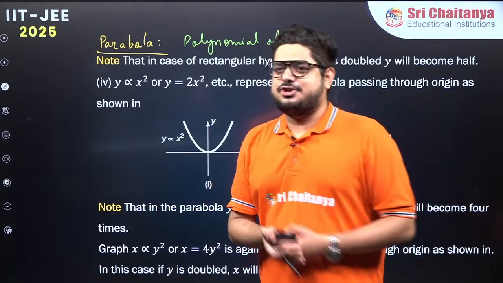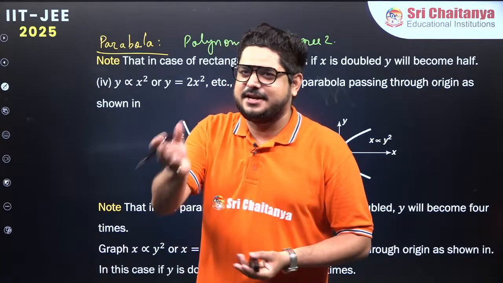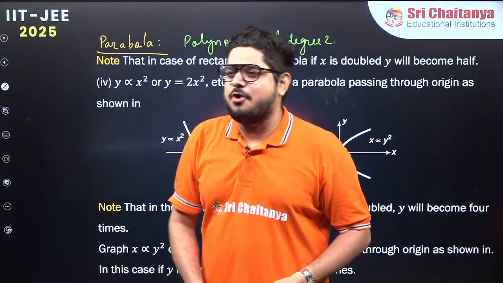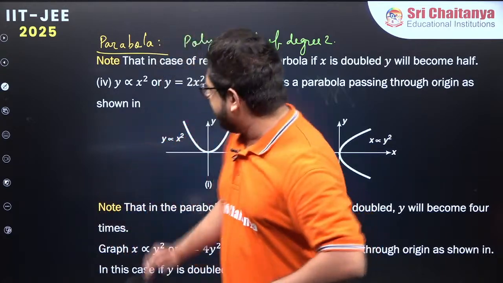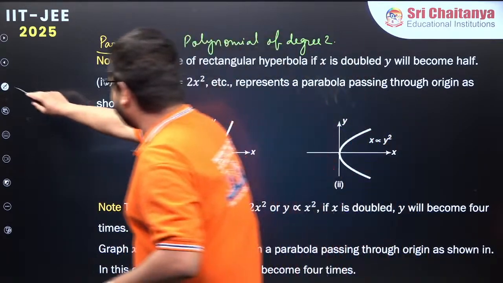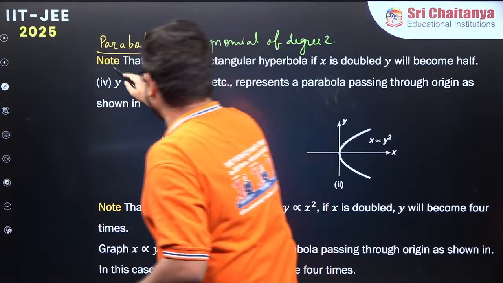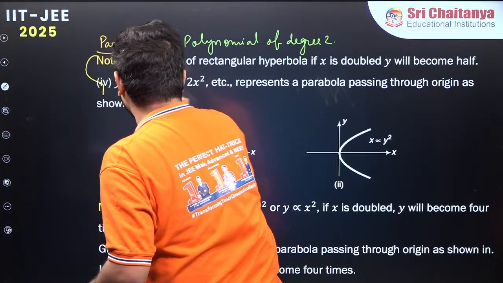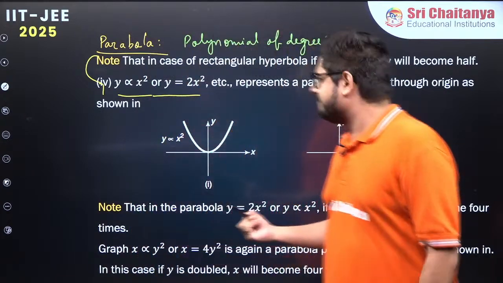Yes, very good. Now you can see that the quadratic equation is a polynomial of degree 2. If I try to plot the graph, it is going to be a parabola. The standard equations are listed over here: this one will start from here, that y is directly proportional to x square, or y is equal to 2x square.